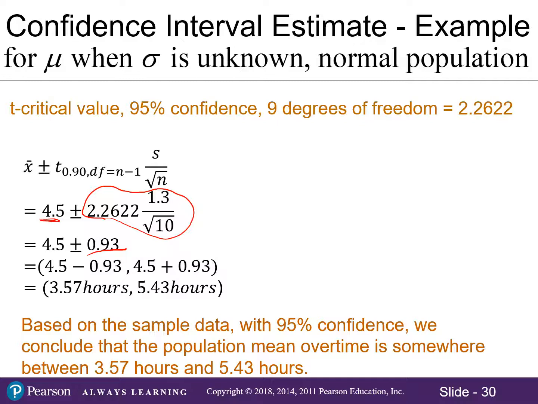So then to build my interval, I'm going to take my 4.5 and add that to get the upper part of the interval and subtract my margin of error to get the lower part. When you do that, you get 3.57 hours on the subtraction and 5.43 hours on the addition. Again, I suggest at this point you pause the video, do this calculation yourself, and double check that you're able to get the same results I do. Whew. Based on this, we're able to say, hey, I'm 95% confident that the population mean of overtime hours is somewhere between 3.57 hours and 5.43 hours.